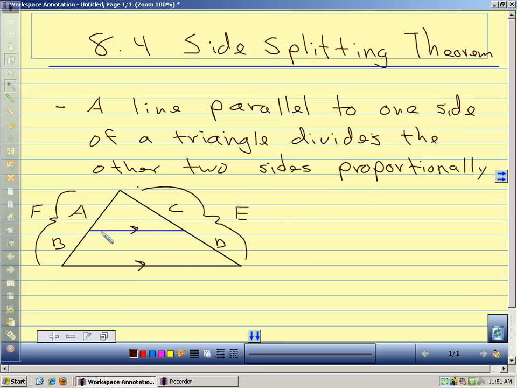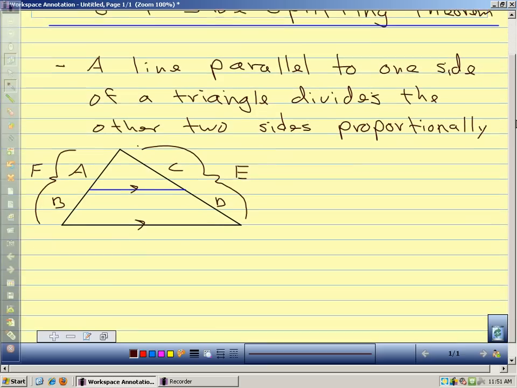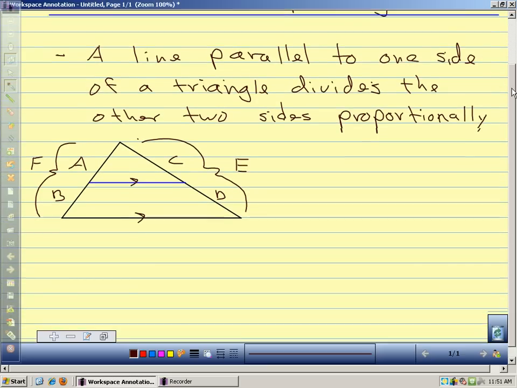All right, so here's our triangle. Here's the line that's parallel to the one side of the triangle. Remember that arrows mean that the lines are parallel. And I just labeled the various parts of the triangle. This A is the length of this segment, B is the length of this segment, C here, D here, E and F. The side-splitting theorem gives us a bunch of proportions that we can work with. So I'm just going to list a few of them.